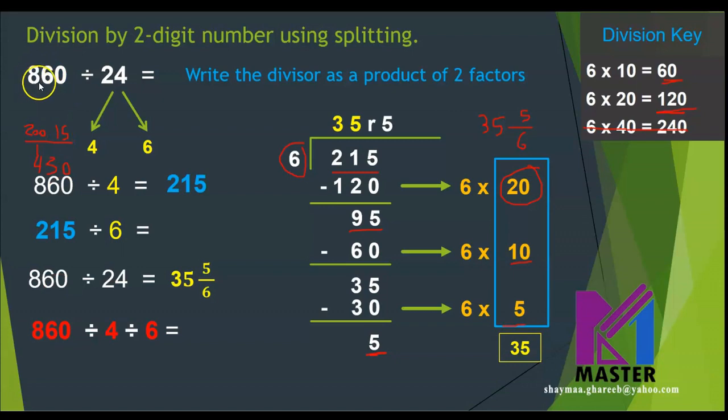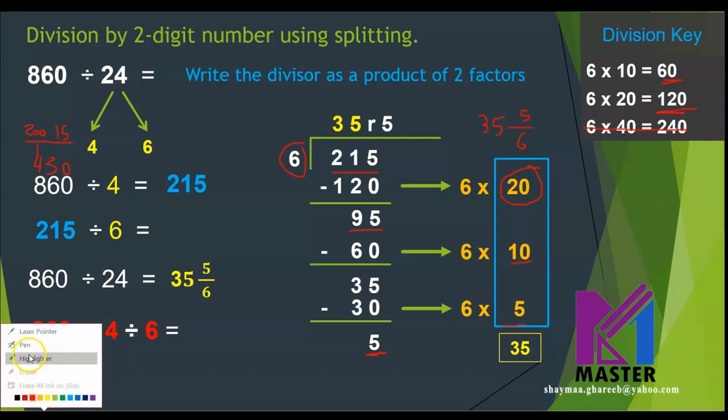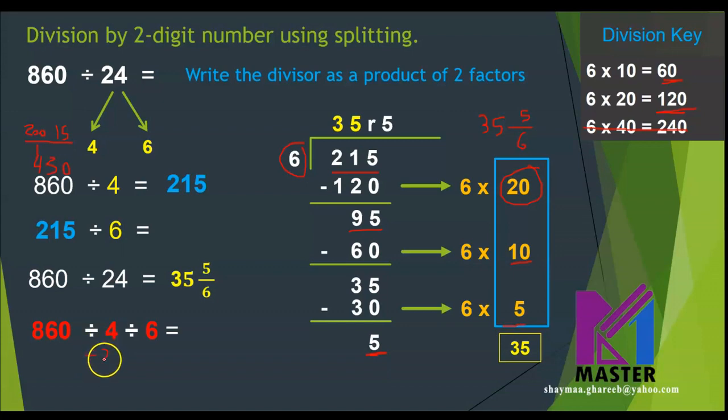So 860 divided by 24 is the same as 860 divided by 4, then divide the answer by 6. We can also do it as 860 divided by, yes, what do you think? 3, then divide by 8, or by 8 then by 3. Both are the same.